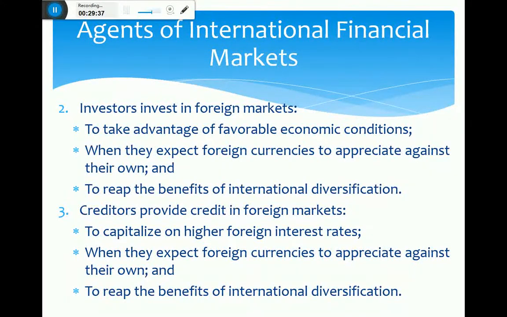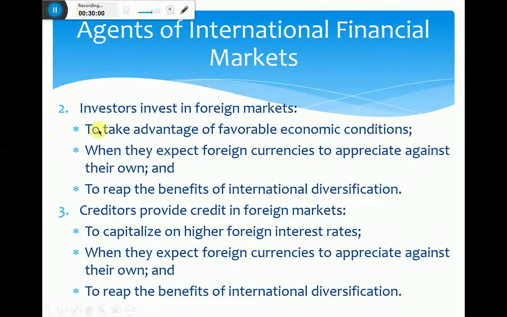Number 3, creditors. Why do creditors participate in the international financial markets? There are 3 main reasons for them as well. Number one, to capitalize on higher foreign interest rates. Number two, when they expect foreign currencies to appreciate against their own currency. And number 3, to reap the benefits from international diversification.